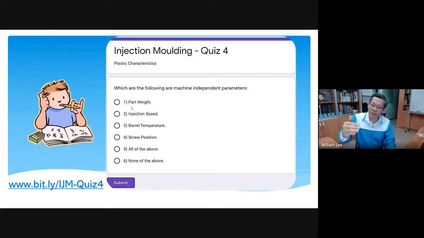Whereas injection speed, you can key in whatever speed, maybe 50 mm per second, or barrel temperature, you key in 200. Screw position, you key in the screw position where you want to stop the transfer between the fill and the pack. So all these are machine data actually. Injection speed, barrel temperature, screw position are machine data, which is key-in data, which is input data. So I want you to look for output data. There are 4 output data, very important.